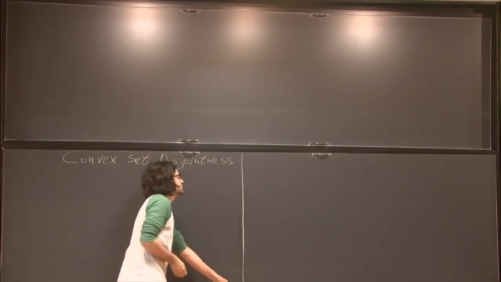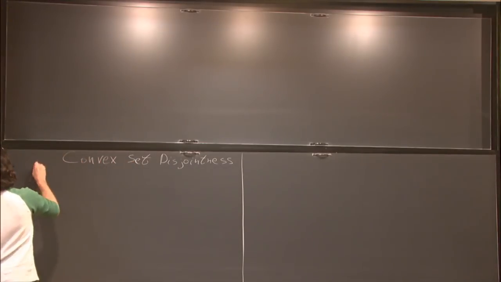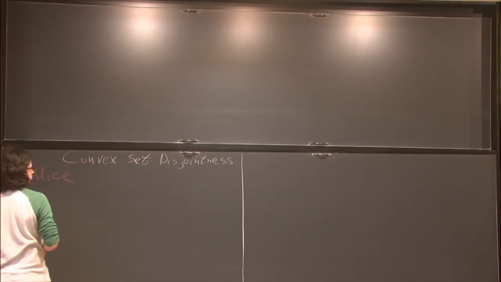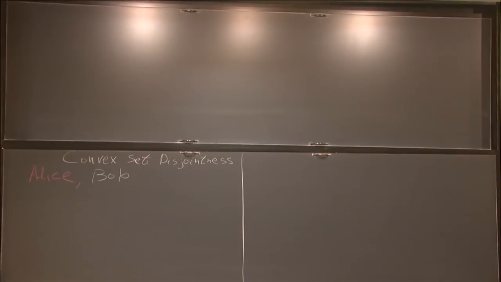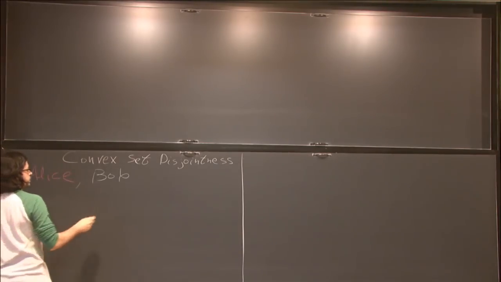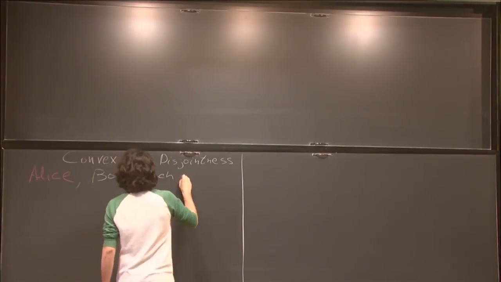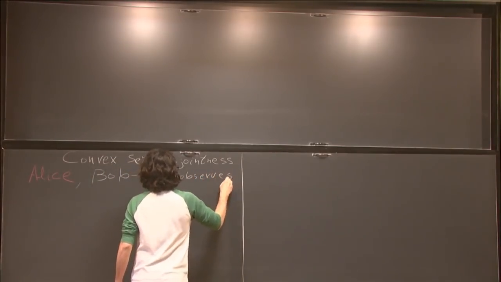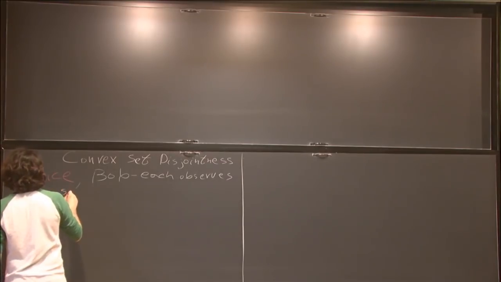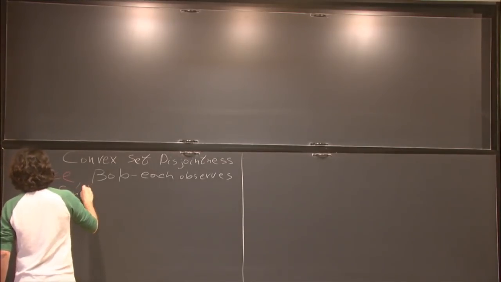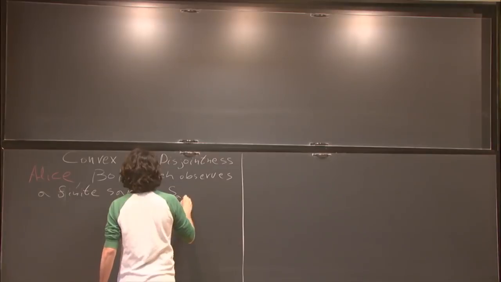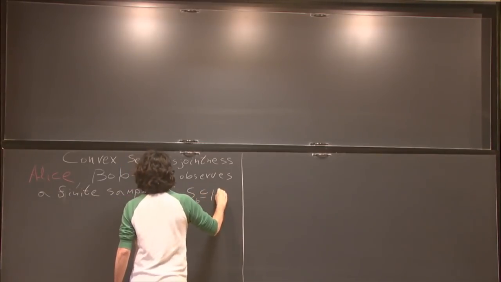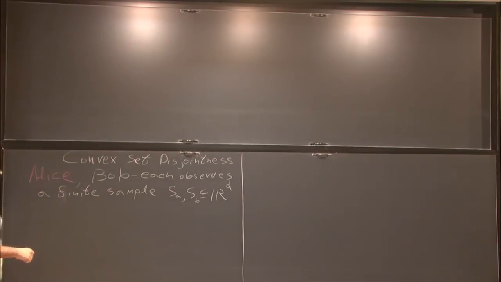So we're going to have Alice and Bob, right? So there's Alice, and let's put in blue Bob. And each get to see a sample, each observe a finite sample, S_A and S_B in R^d, and they want to decide if the convex hulls are disjoint or not.